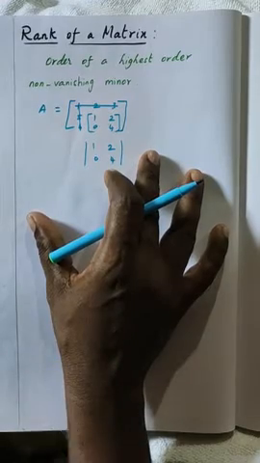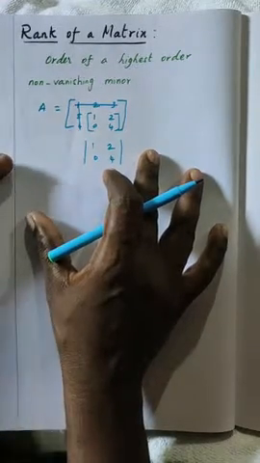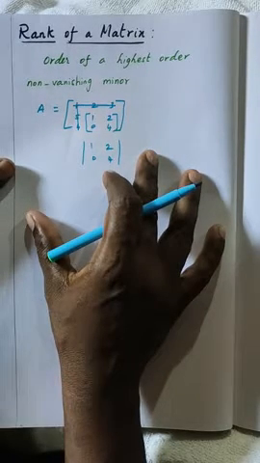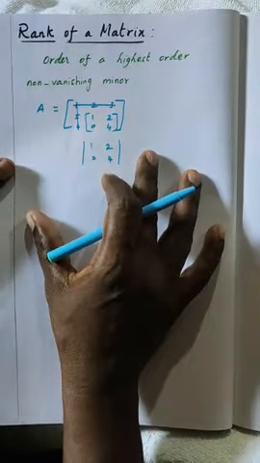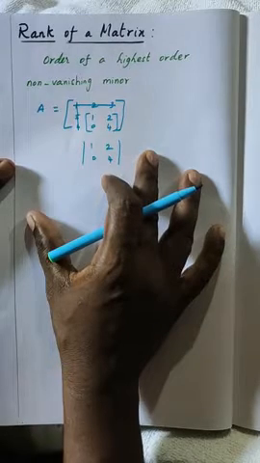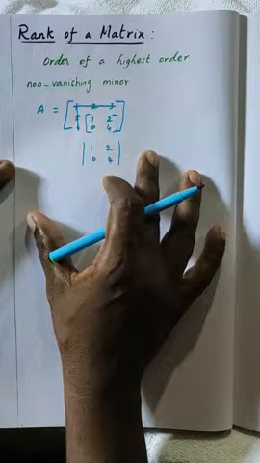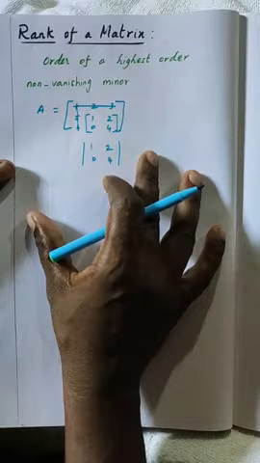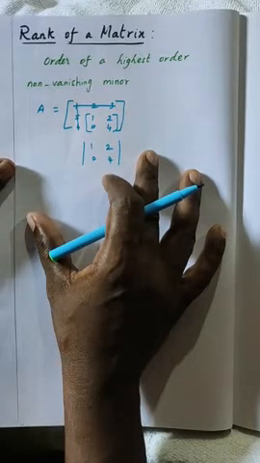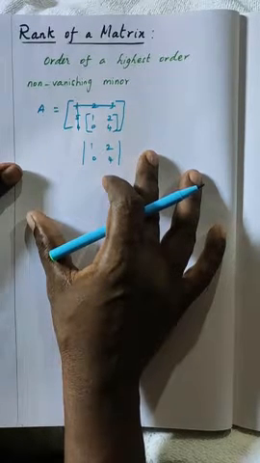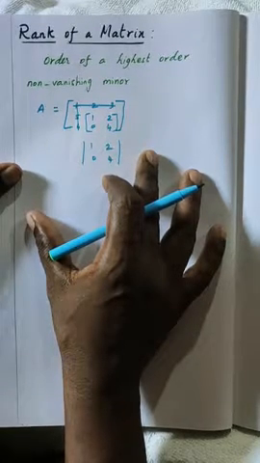Rank of a matrix is the order of a highest order non-vanishing minor. For this we have to recall the minor and submatrix once again. A submatrix is a matrix obtained by deleting some rows and some columns of a matrix.